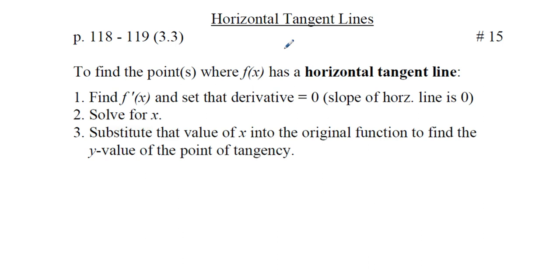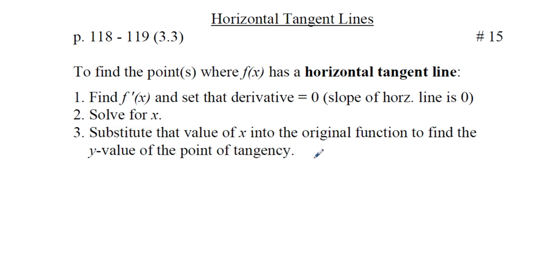Horizontal tangent lines. This is an extension of Note Card 13, which is just tangent lines. And you're going to see similarities here. To find the point where f of x has a horizontal tangent line, find f prime of x and set that derivative equal to 0, then solve for x. Then substitute that value of x into the original function to find the y value of the point of tangency.